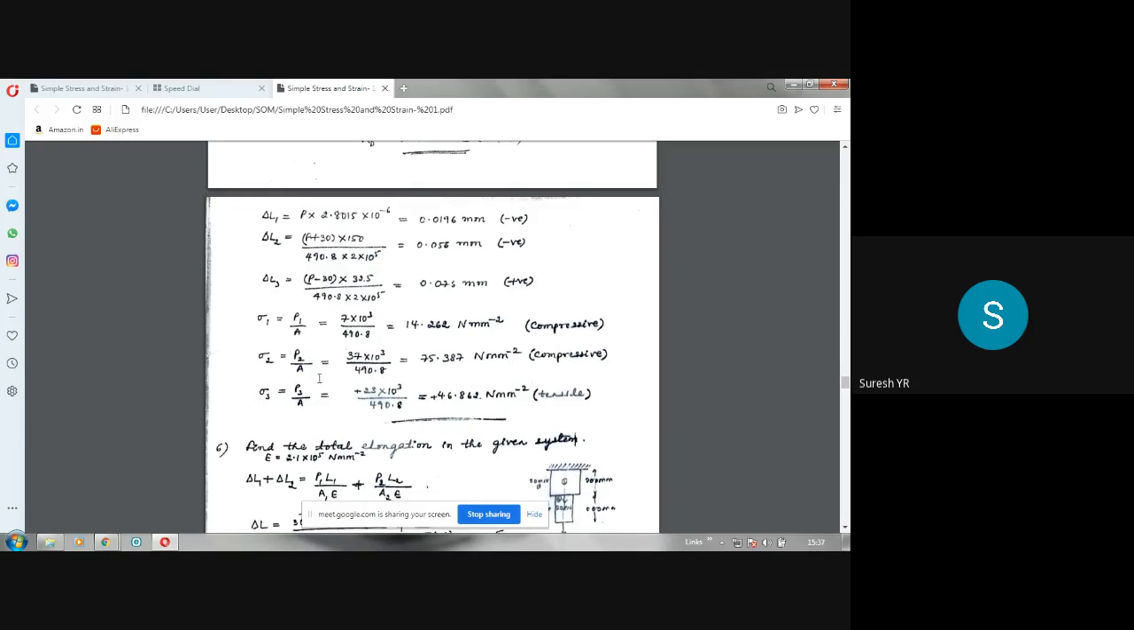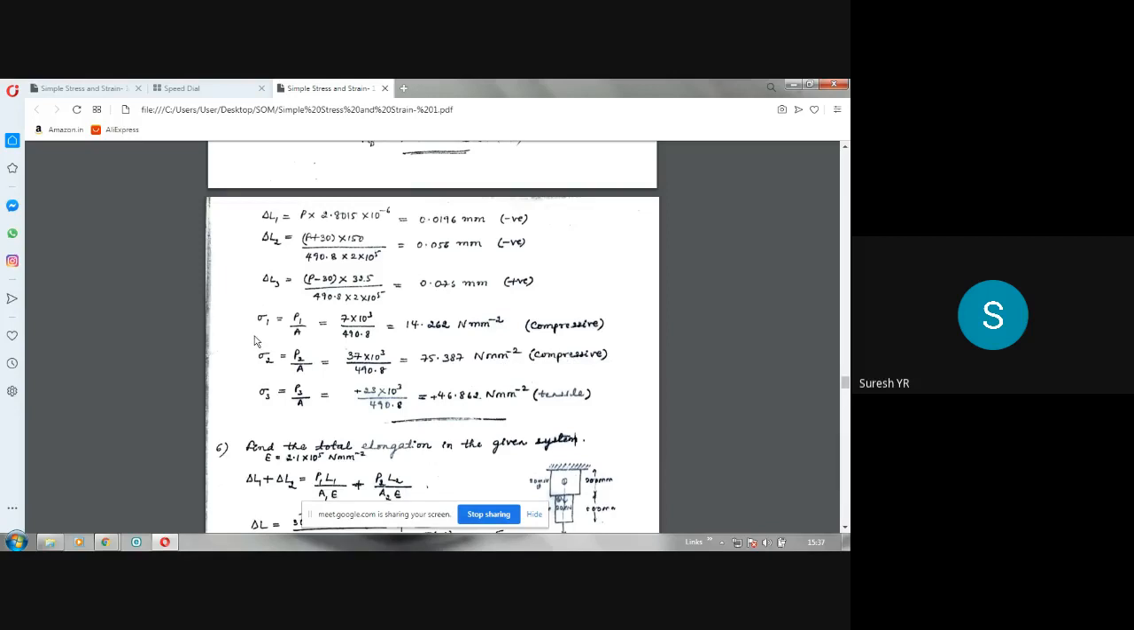But the third one has elongation. Elongation means tensile stress will develop. 23 kilonewton is the force on the third portion. So 23 into 10 cube divided by 490.8. So this is tensile. This is a very, very important type of problem, so understand it and do it.